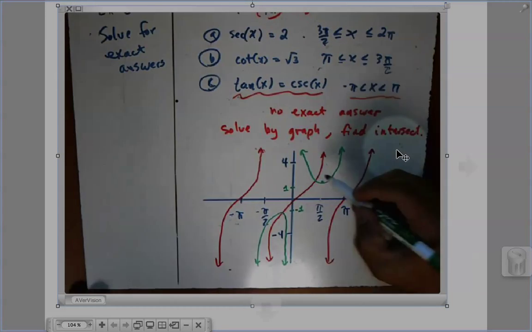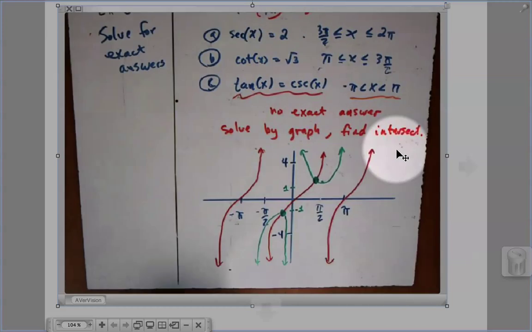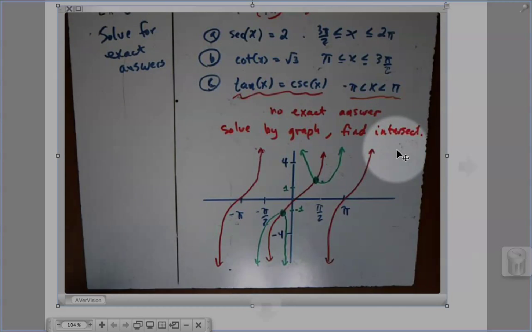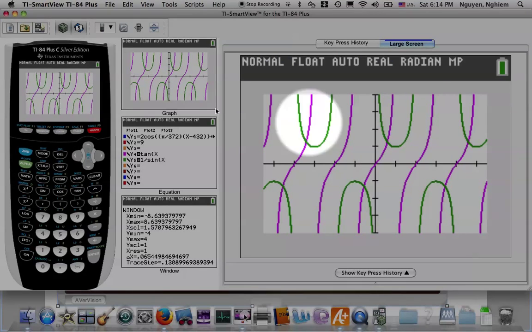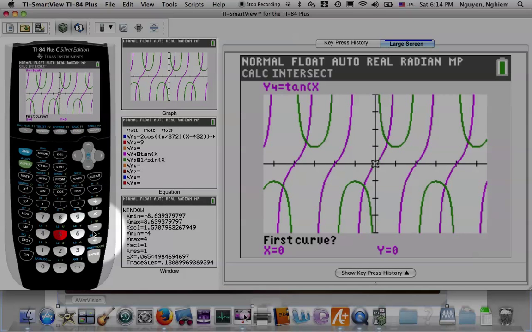And then what we really care about is this point right here. What is that? And this point right here. What is that? Okay. Those are the 2 answers to my problem. So we're going to use intersection to find it. We're going to go to second calc, pick the 5th item on the list here. And I need to find the intersection twice. First curve, second curve.